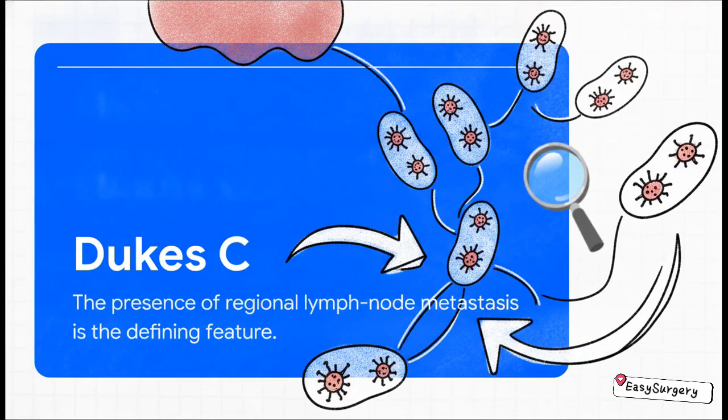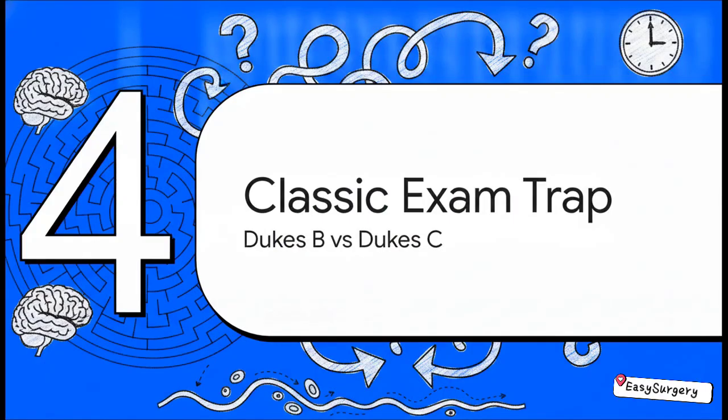Just to really hammer this concept home, because it's absolutely vital. The defining feature that immediately bumps a patient into Duke C is the presence of regional lymph node metastasis. It honestly doesn't even matter what the primary tumor is doing. The nodes dictate this stage. Which brings us to Section 4, the classic exam trap.